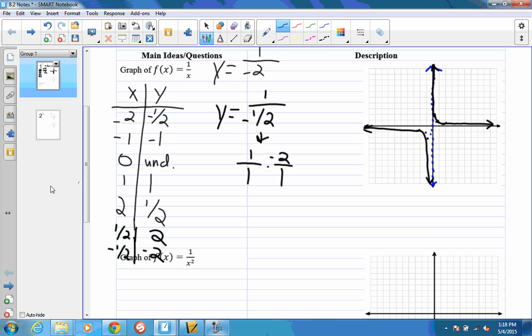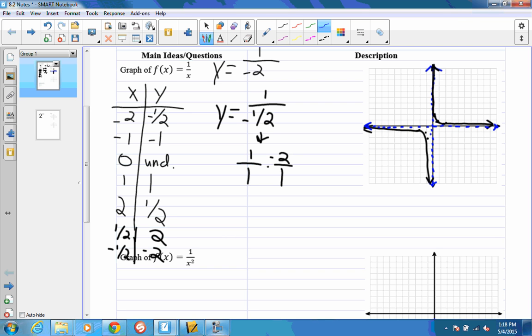Y equals 0. Just looking at it, it kind of looks like there's an asymptote there, at y equals 0. Let's think about that. Is there any number I can plug in for x, where after I do 1 over that number, it will get me 0?